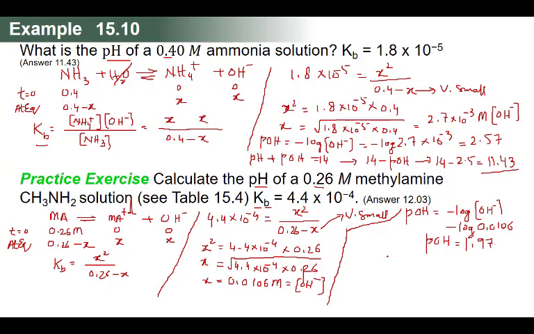So now we convert into pH. pH plus pOH is equal to 14, so pH is equal to 14 minus pOH. So 14 minus 1.97 will be equal to our answer, 12.03.